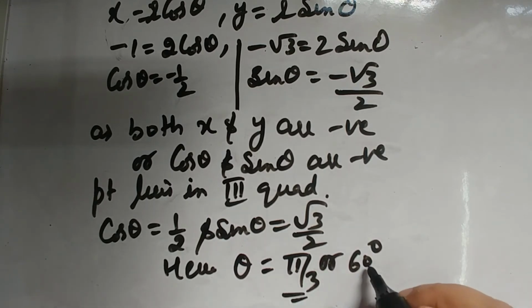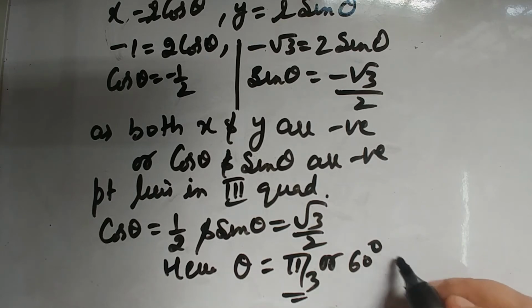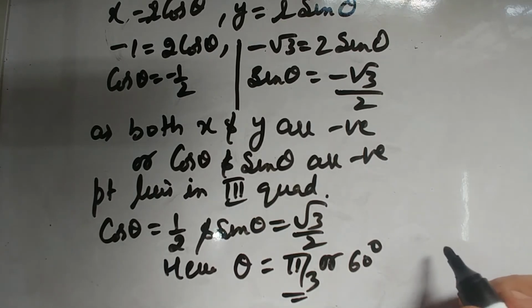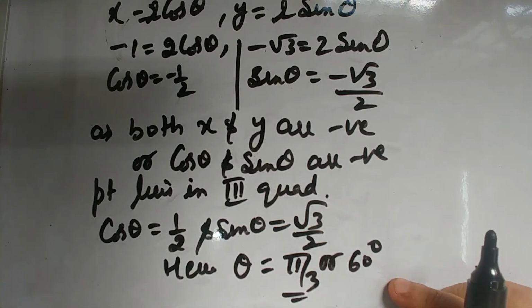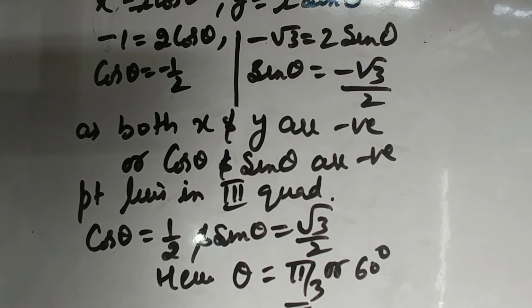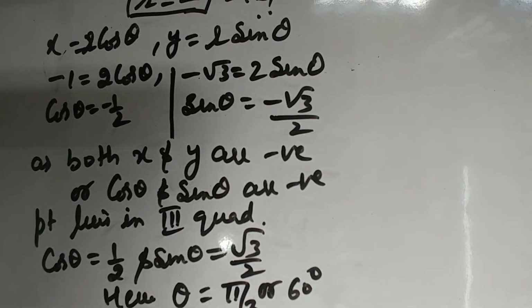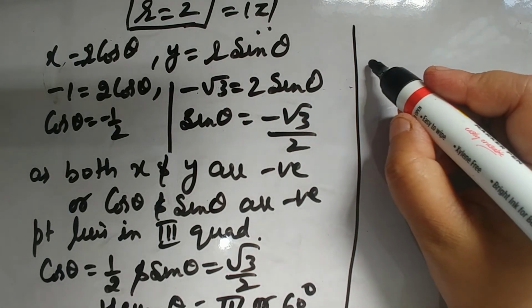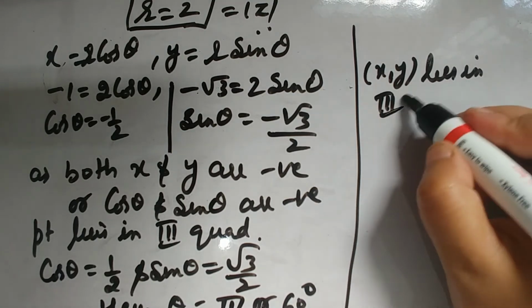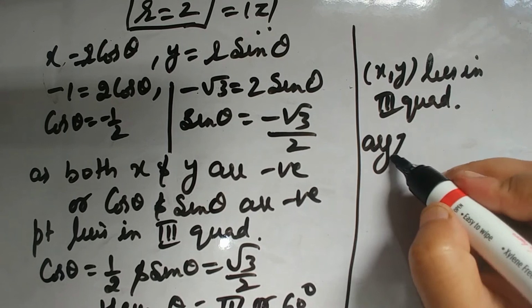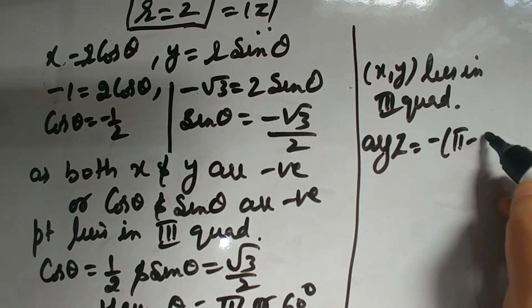Pi by 3 can be obtained by multiplying by pi upon 180. That you will learn when we do trigonometrical equations. Pi by 3, or even 180 by 3 is again 60, that way also you can locate it. So here theta is pi by 3 or 60 degrees. But it is not the argument, since the point is lying in which quadrant? Third quadrant. So the argument of z, in the third quadrant, is minus (180 minus theta).